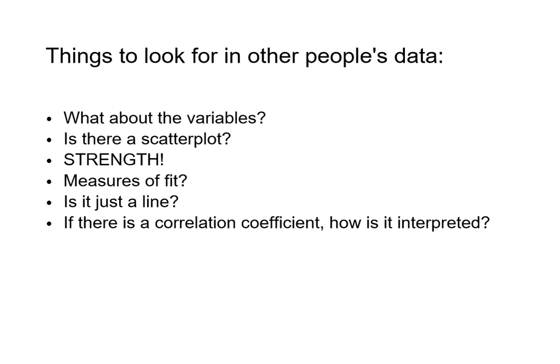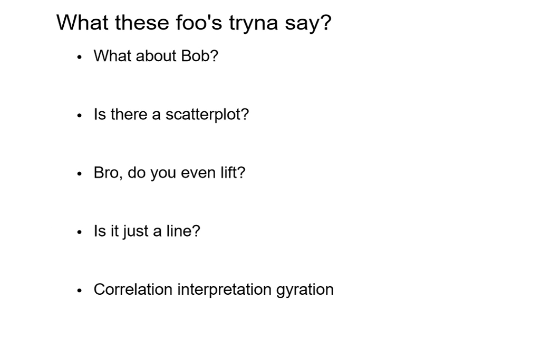You need to be cautious of interpretations that claim a causal relationship. So again, when we think about what these authors are trying to say to us, we want to think about our variables. Is there a scatter plot? Think about the strength. Is it just a line? And correlation interpretation, which again means that we want to make sure that our correlation coefficient is being interpreted properly.